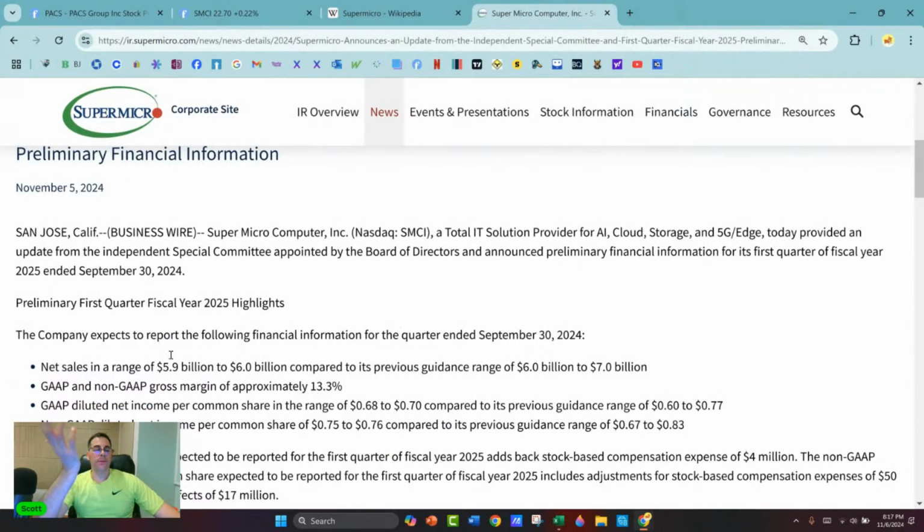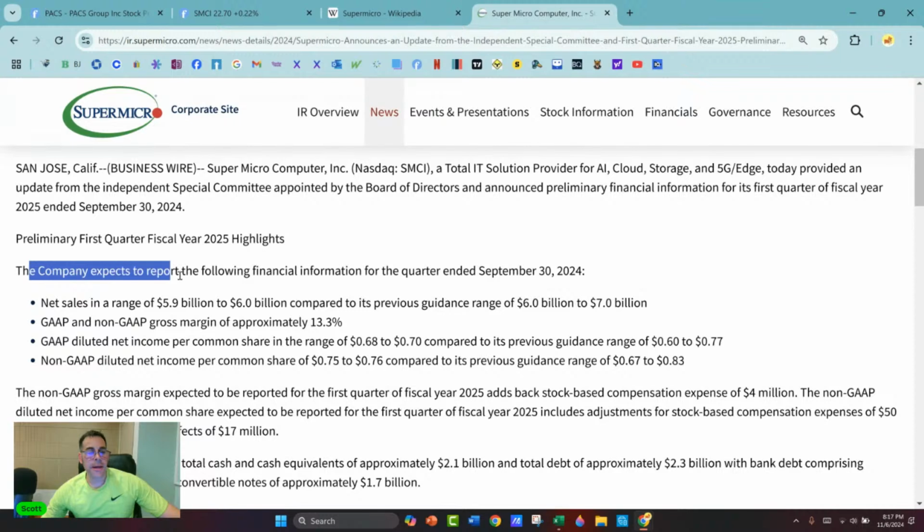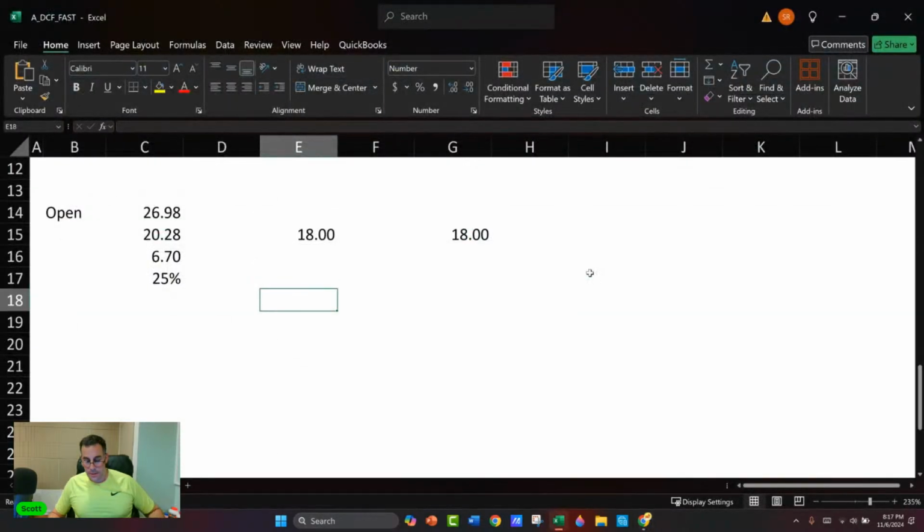Okay. So the reason it went down today was they didn't actually release financials, but they gave what the company expects to report for the quarter end. They're already so late in reporting. Their 6/30 2024 financials were due like mid-August. That's their fiscal year end, 6/30.